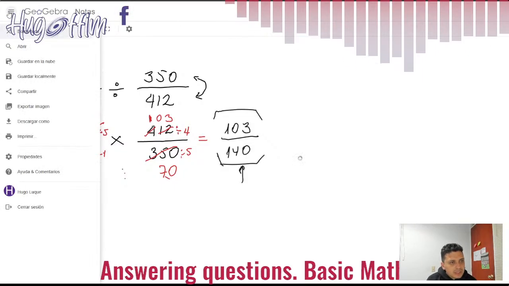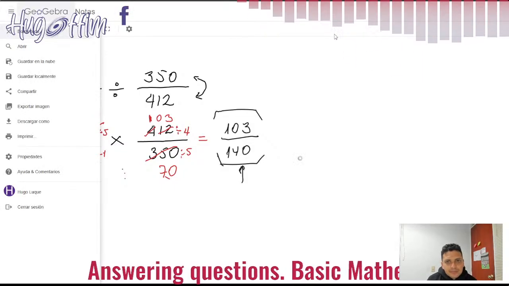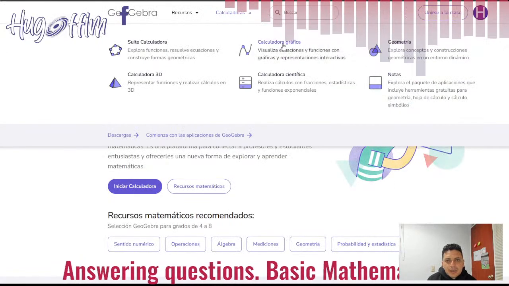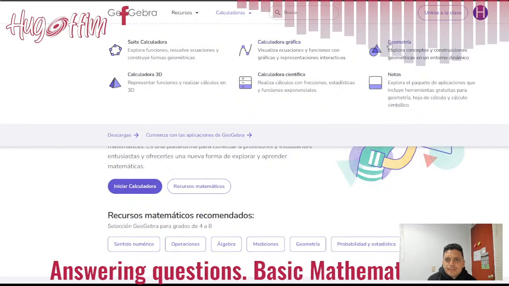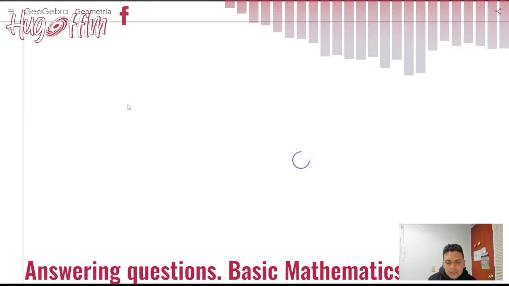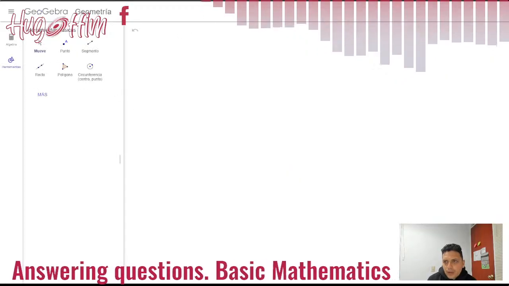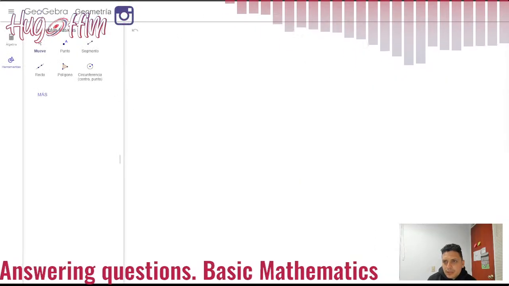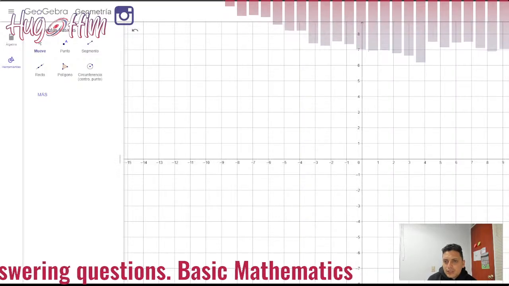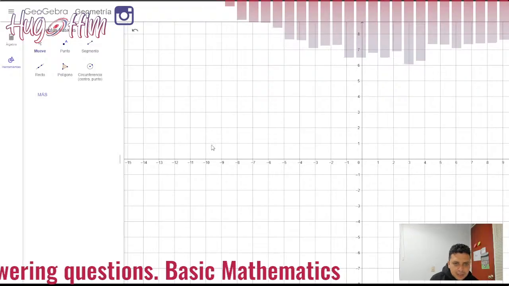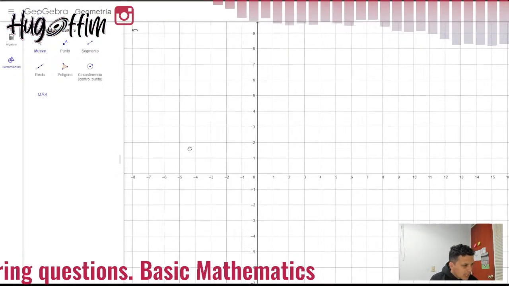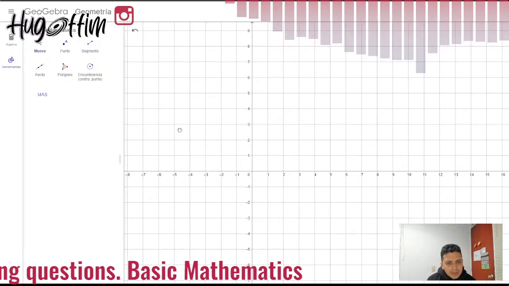I guess that is on a Cartesian plane. So let's go to a Cartesian plane here. Let's explore geometry maybe. Okay, so let's create a Cartesian plane. So we have here a Cartesian plane. I hope you can see the Cartesian plane.